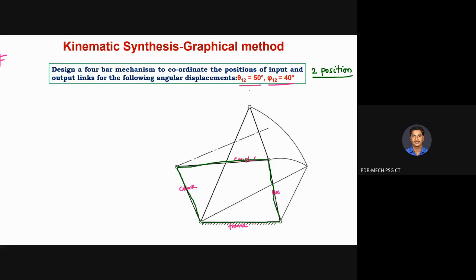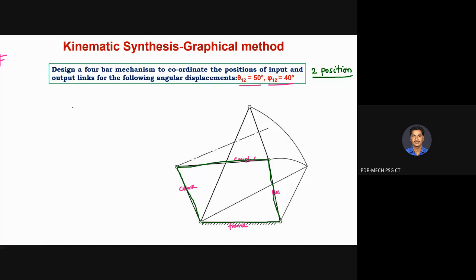It moves from the first position to the second position, so it is a two-position problem. If another data like theta 1 3 is given, it is a three-position problem. Theta 1 to 3 or psi 1 to 3 given means it is called a three-position problem. That is, 1 to 2 is one position, 1 to 3 is another position, so positions 1, 2, 3, there are three positions. So now in this problem, two positions are given. Even though only a single angle is given, it is called two-position because the crank is moving from position 1 to position 2.